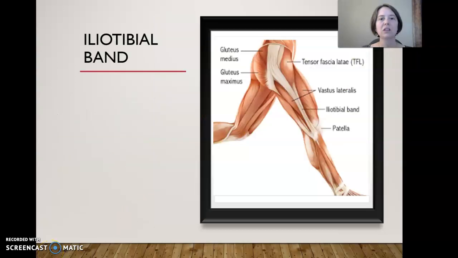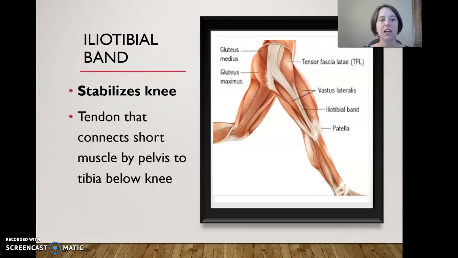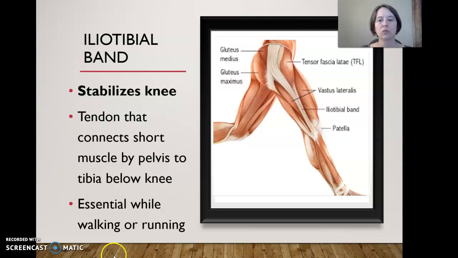Next up, we have the iliotibial band, which is not actually a muscle, it is a tendon. It stabilizes the knee, and it's a tendon that connects the short muscle by the pelvis to the tibia below the knee, and it is essential while walking or running. If we look at the name, ilio, we know that it connects the ilium to the tibia.